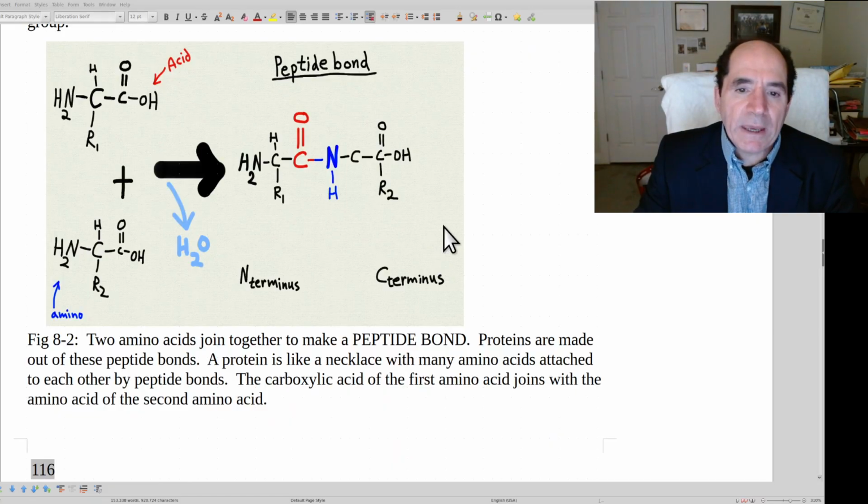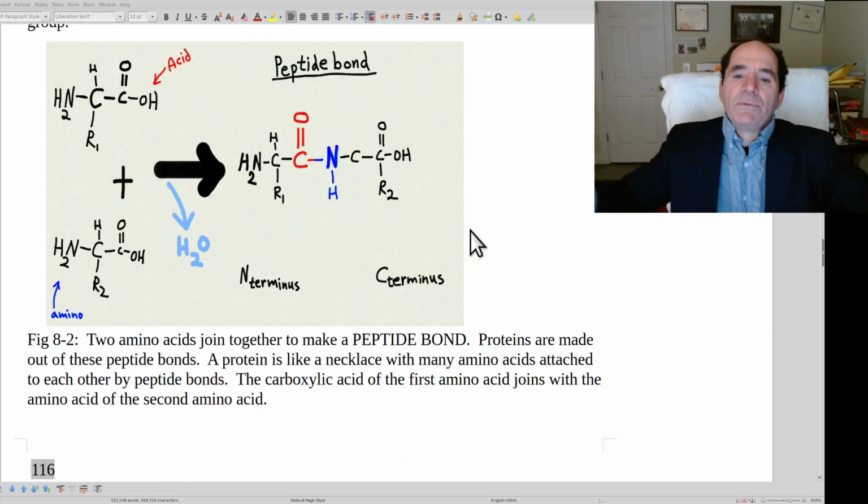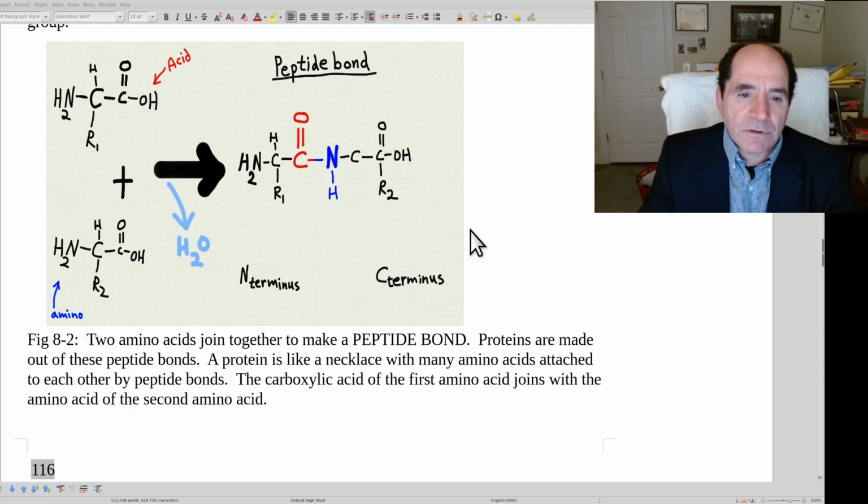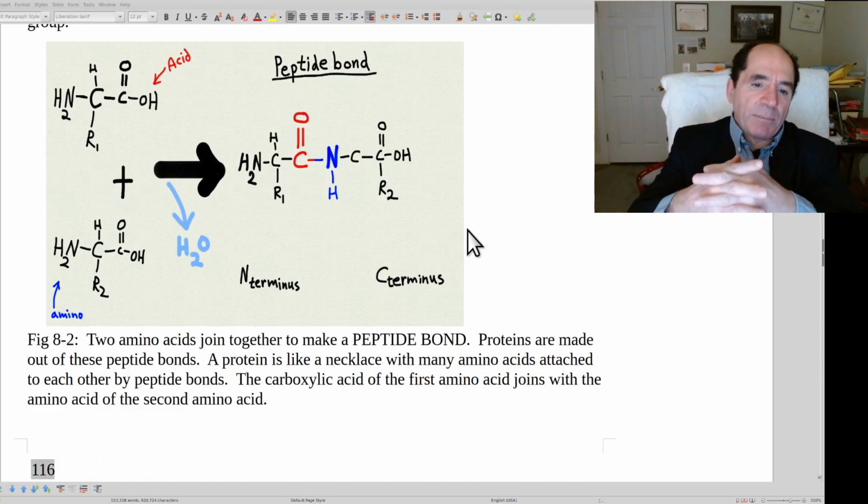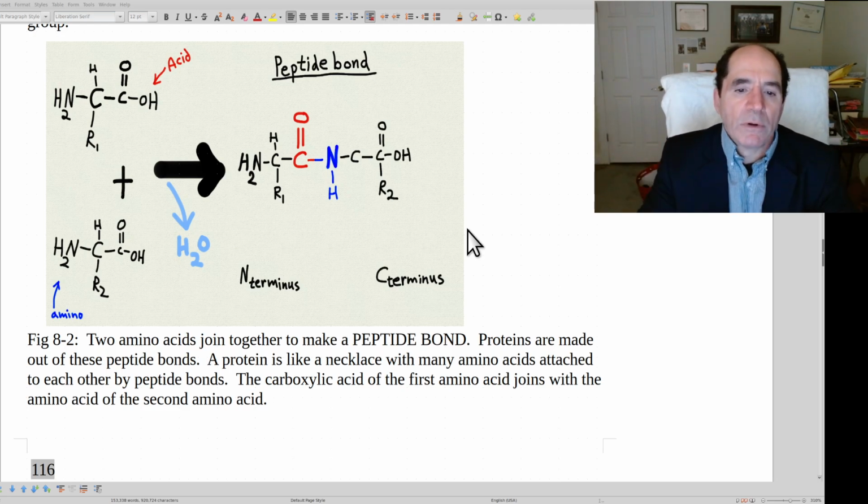Okay, then to make a protein, you just have to connect a whole bunch of amino acids. You can connect many thousands of them together to make a big protein. Smaller proteins, like a peptide, will have 50 or less, and then other smaller proteins will have a little more than that.